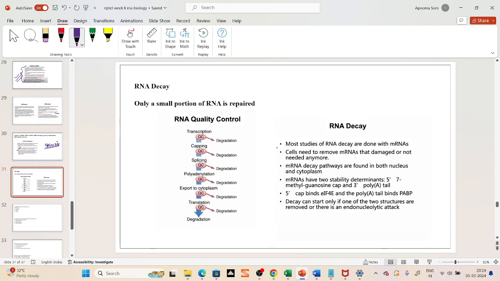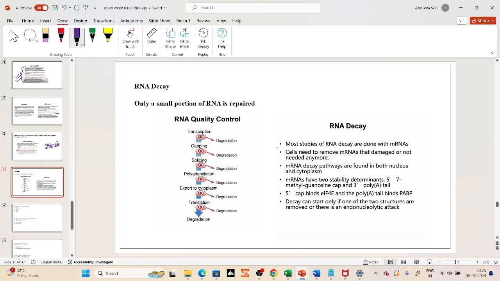Now we come to RNA quality control. Just like any process that we deal with, whether it's DNA replication, transcription, translation, or in any industry, there is always a quality control mechanism. When transcription happens, after transcription capping happens. Here also quality control takes place.